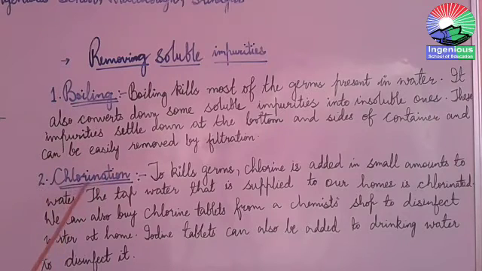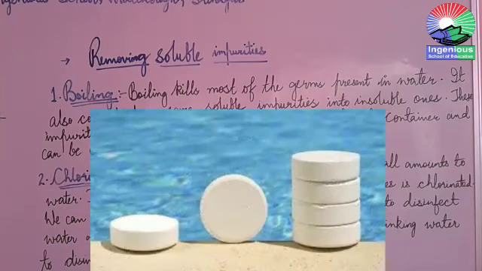Now let's talk about chlorination. Students, to kill the germs in water, chlorine is added in small amounts to water, for example as chlorine tablets. We add chlorine to the water so that the germs present in the water get killed. But this chlorine is added only in traces, in small amounts.